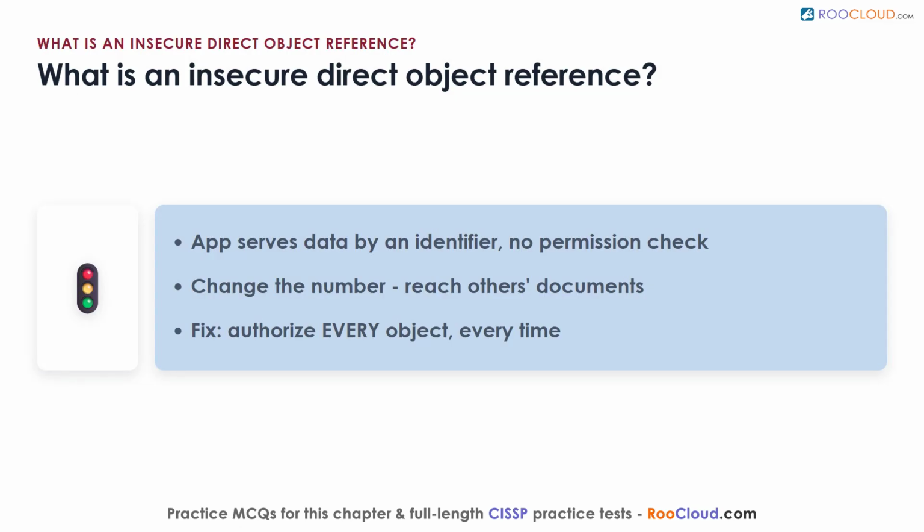A real case involved a young person who noticed request records were numbered sequentially and read others' filings just by editing the identifier. The fix is straightforward. Check authorization on every object, every time. Picture a coat check that hands over any coat if you just say a different ticket number.